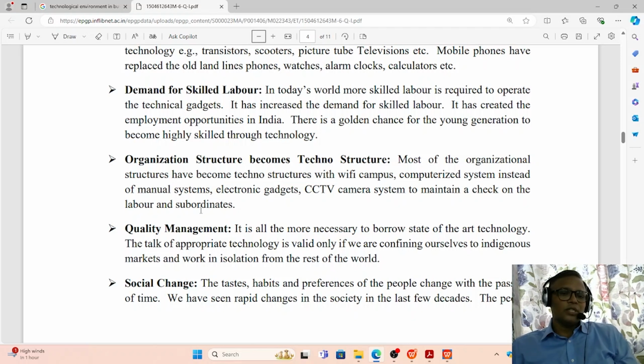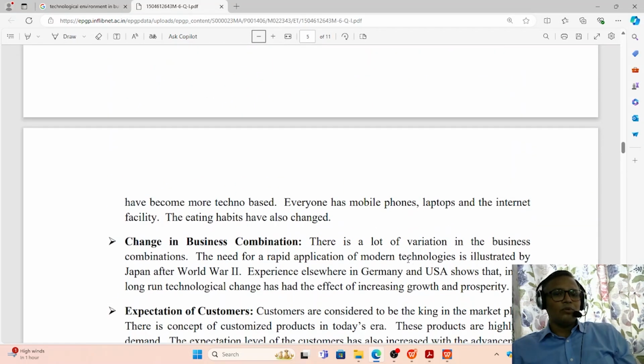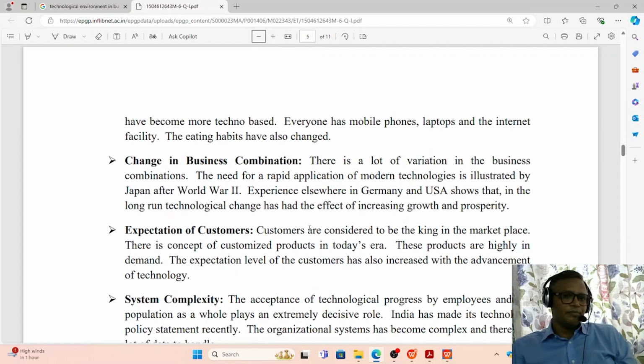Further is social change. Tastes, habits and preferences of people change with the passage of time. We have seen rapid changes in society over the last few decades. People have become more tech-savvy, with mobile phones, laptops, and internet facilities. Eating habits have also changed.